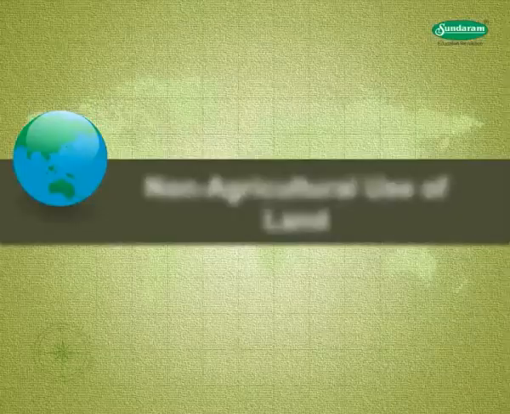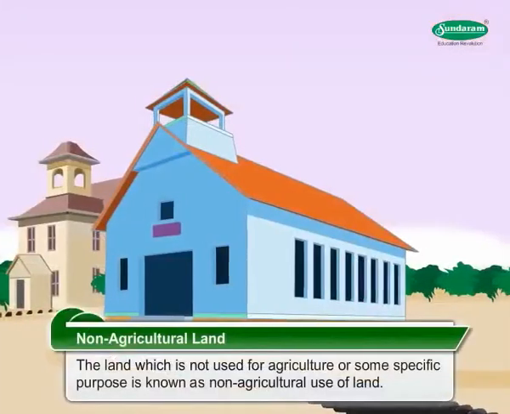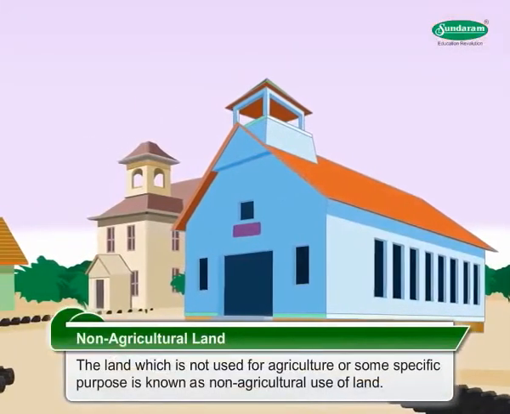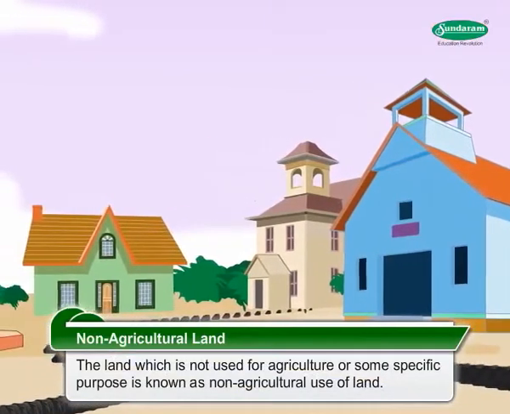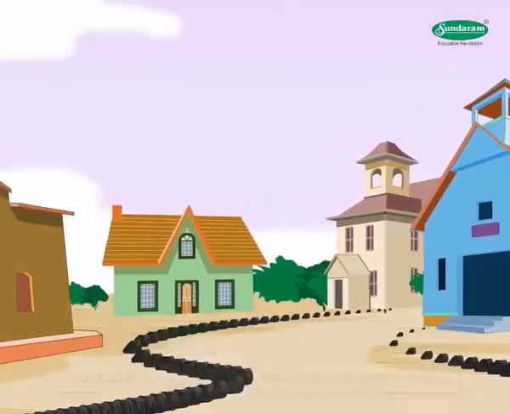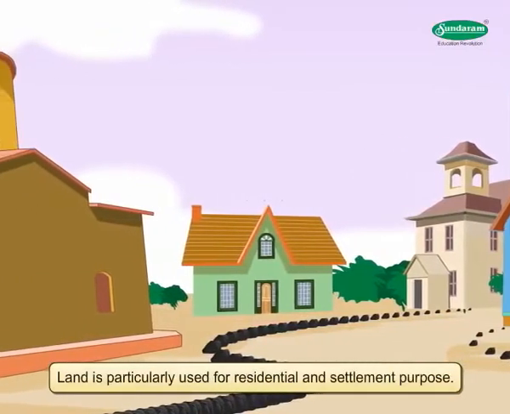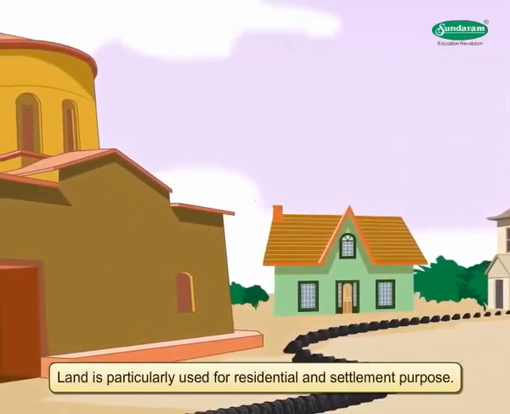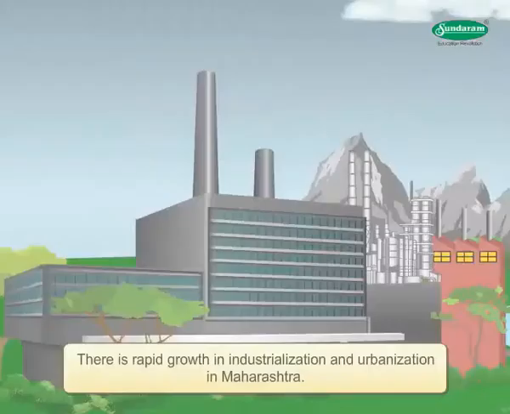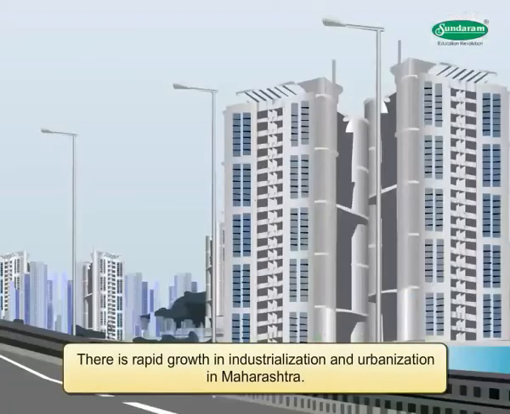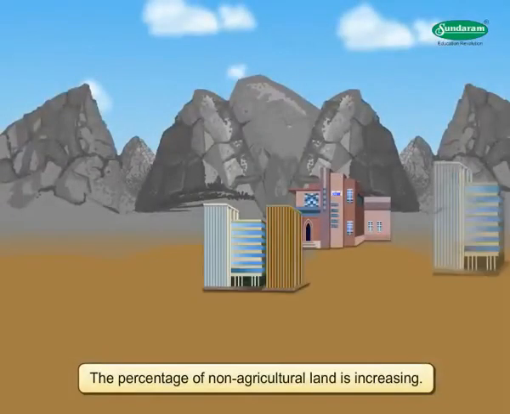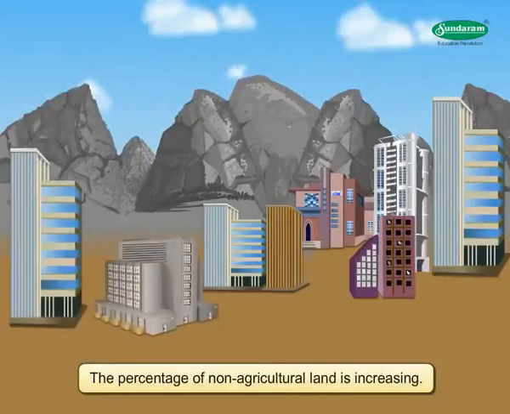Non-agricultural use of land. The land which is not used for agriculture or some specific purpose is known as non-agricultural use of land. Land is particularly used for residential and settlement purposes. There is rapid growth in industrialization and urbanization in Maharashtra. The percentage of non-agricultural land is increasing.